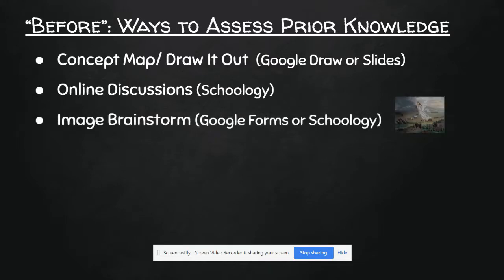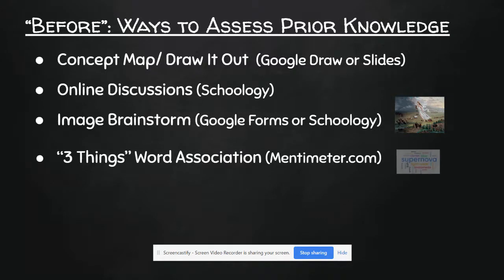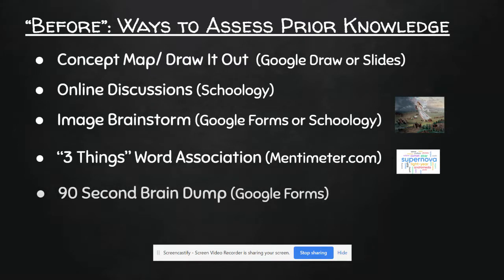We could give students an image like the one you see here on Manifest Destiny and have them brainstorm, what do you know or what do you see in this image? We could give them a 3 things word association, giving them a topic like revolution, and then ask, what are the 3 words that come to your mind? And using a tool like Mentimeter Word Cloud gives a really neat representation of what our students know.